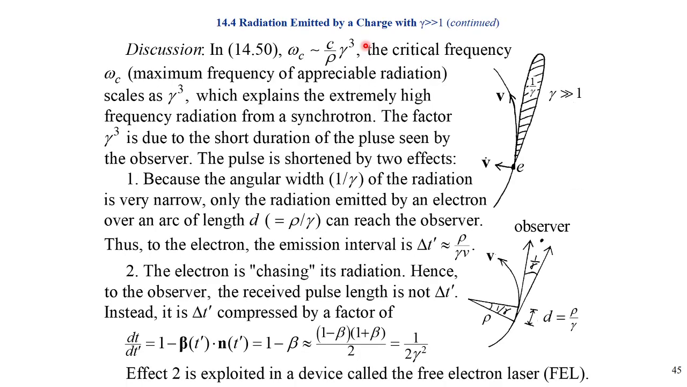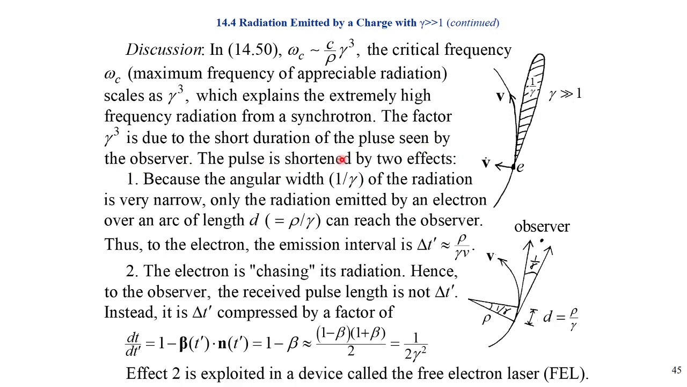So let me show you again. Omega c equals c over rho times gamma cubed. The critical frequency omega c means the maximum frequency of appreciable, detectable radiation, and scales as gamma cubed, which explains the extremely high frequency radiation from a synchrotron. The factor gamma cubed is due to the short duration of the pulse seen by the observer.